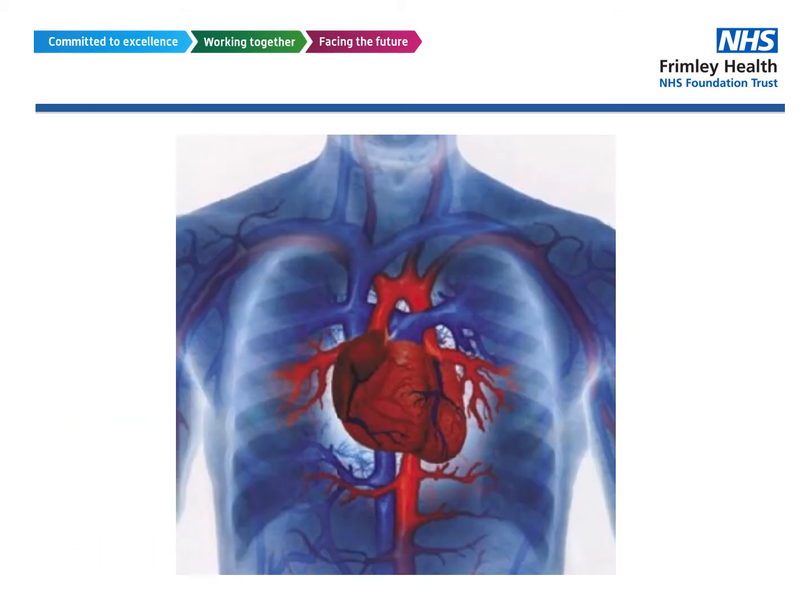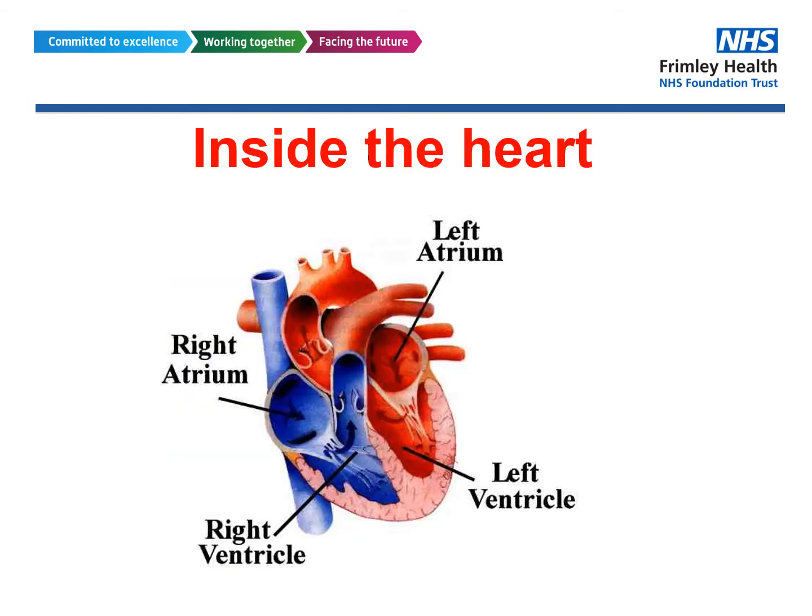The human heart is located in the centre of your chest and is approximately the size of your fist. It is a double pump that is vital for delivering oxygenated blood to your whole body. Firstly, let's take a look at the internal structure of the heart. As you can see from this cross-section, the heart is made up of 4 chambers, separated by valves.